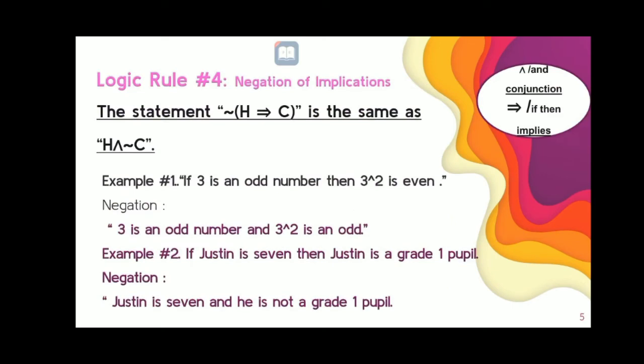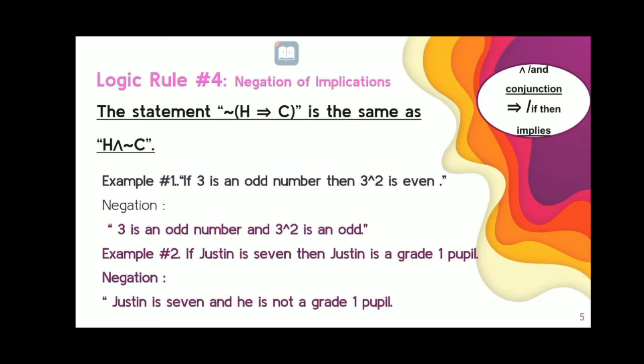So the logic rule number 4 is the negation of implication. The statement negation of H implies C, or hypothesis implies conclusion, is logically equivalent to H and negation of C. If you ask why we negate the conclusion, consider that an implication is a conditional statement. With the use of if-then, the hypothesis and conclusion form one statement with respect to a certain condition.